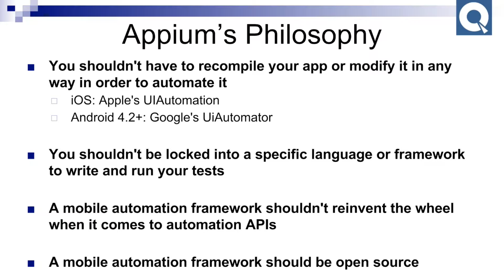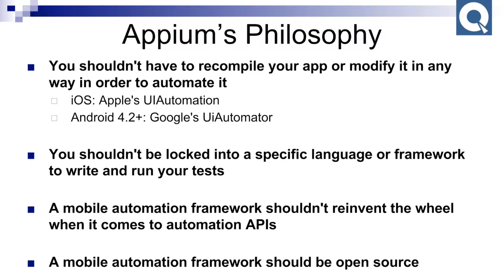Appium's laid its philosophy out into four main principles. They achieve the first by using vendor-provided automation frameworks under the hood. This way, we don't need to recompile or add any Appium-specific or third-party code into your app, meaning you're testing the same application that you're shipping. I think this is a huge advantage that you can run tests on production release builds.